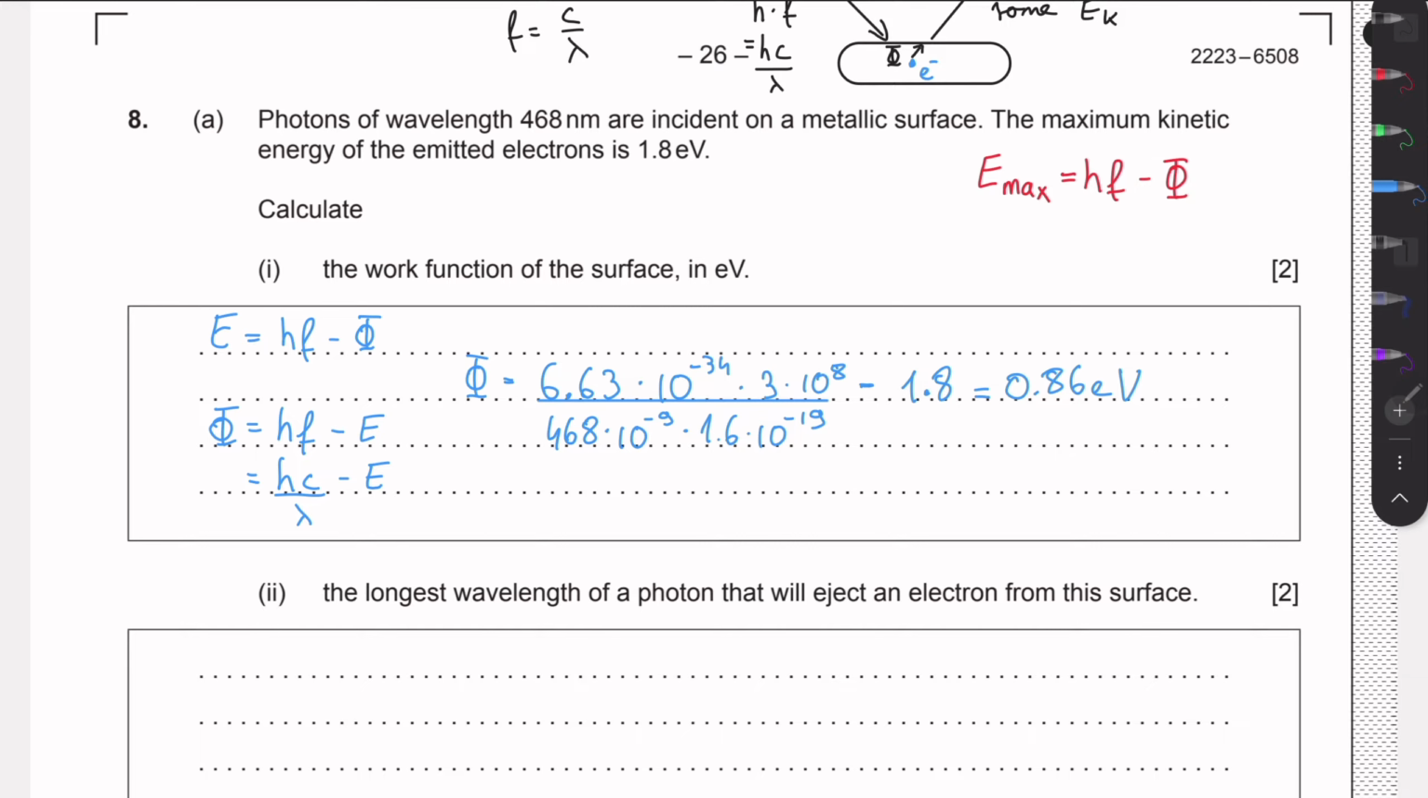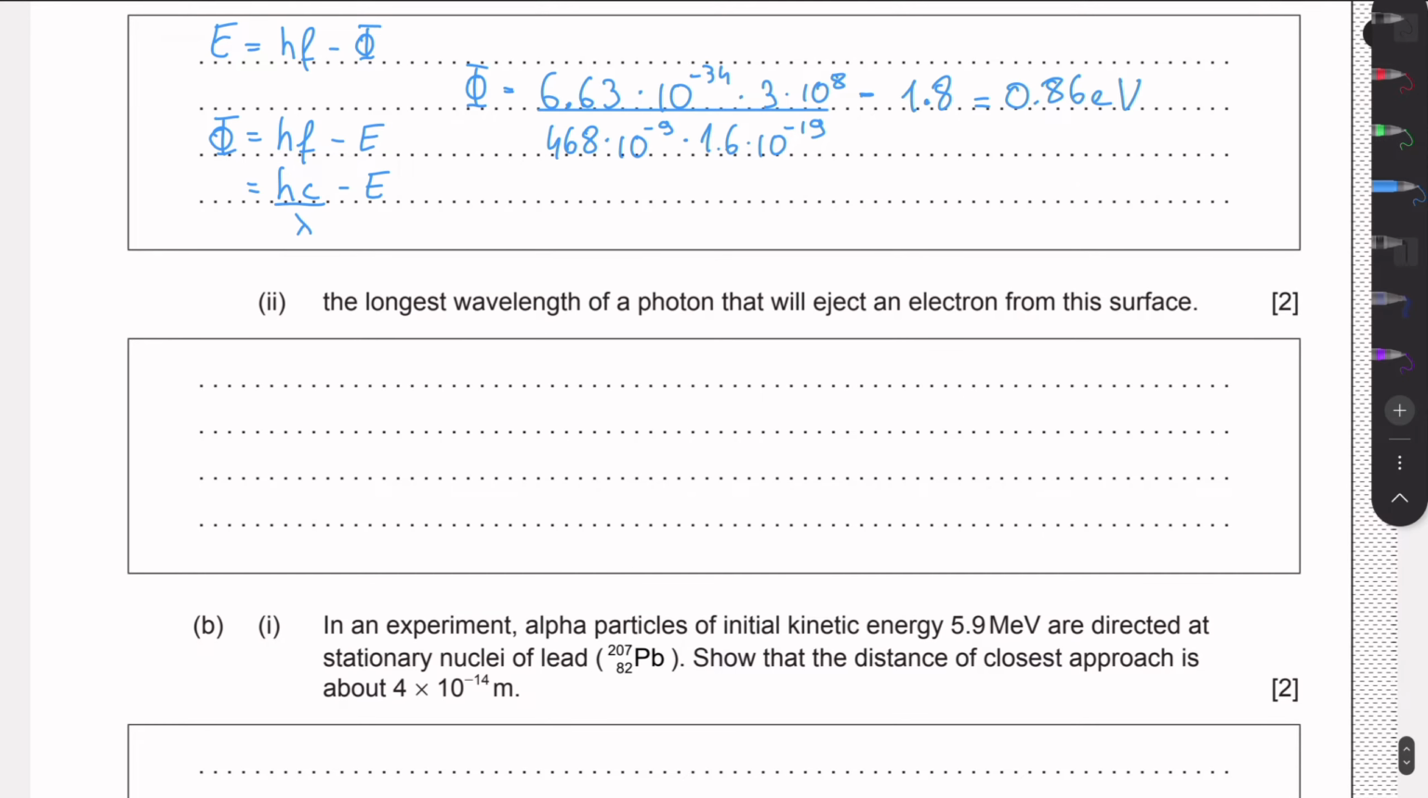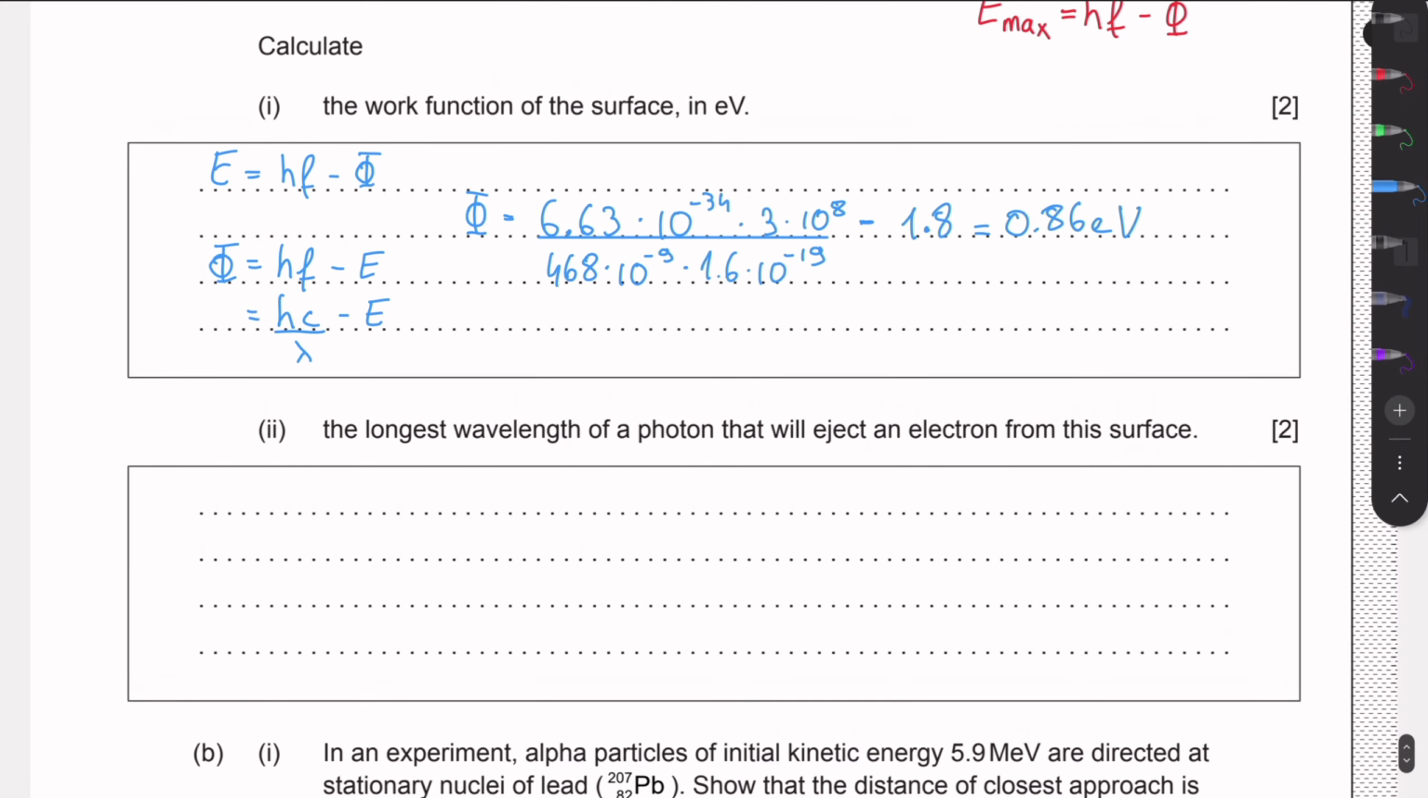So this is how much work it took for a photon to remove an electron from the metal surface. And then we need to find the longest wavelength of a photon that will eject an electron from the surface.